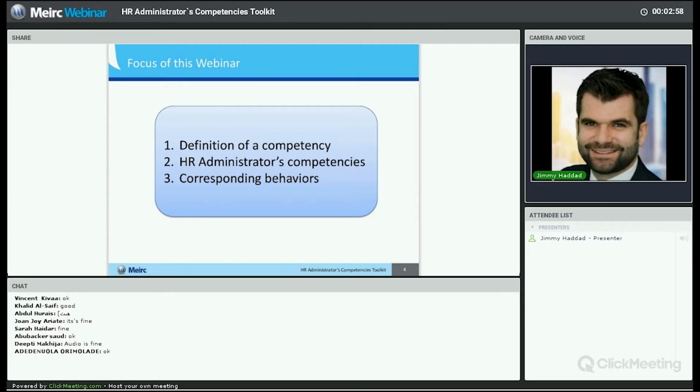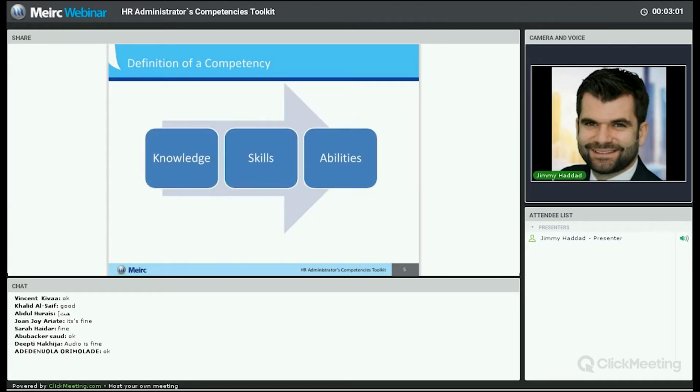Now, to begin, I'm going to start with the definition of what a competency is. The most basic definition of a competency is that it's a combination of 3 elements: knowledge, skills, and abilities. An easy way to remember that is to think of the KSA acronym. Knowledge is what you know about something. Skills is your ability to use what you know in order to perform a particular task. And abilities is the accumulation of your experience in a given domain.